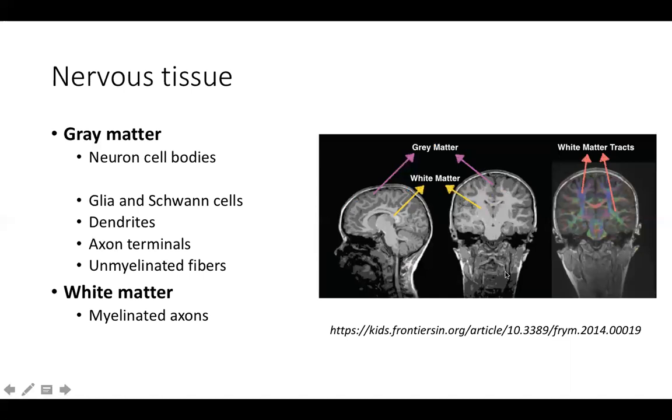This image is of an individual looking from a coronal slice, so imagine if this individual was looking straight at the computer. This is looking from behind him, and similar to what we looked at in this image, the lighter area is white matter, and so those are the axons, and the gray matter is essentially the neuron cell bodies as well as those other components that we mentioned.